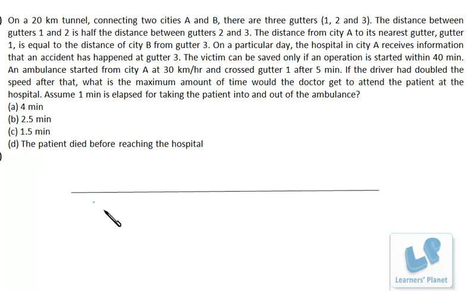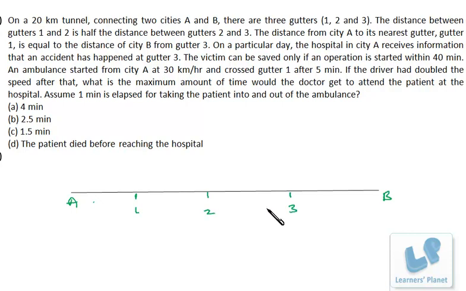Now friends, let's take this question. On a 20-kilometer tunnel connecting two cities A and B, there are three gutters, 1, 2 and 3. The distance between gutters 1 and 2 is half the distance between gutter 2 and 3. I just draw the diagram over here. It's city A and this is city B. This is gutter 1, 2 and 3, right?